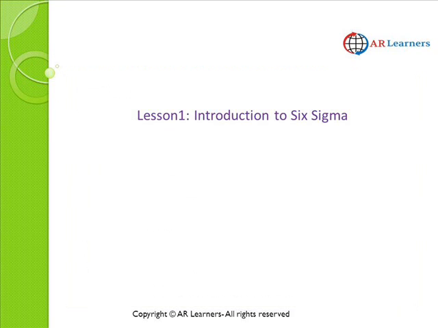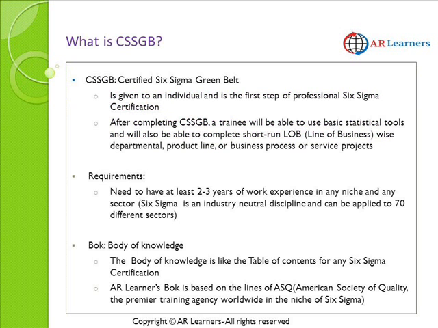Lesson 1. Introduction to Six Sigma. What is CSSGB? CSSGB, Certified Six Sigma Green Belt, is given to an individual and is the first step of professional Six Sigma certification. After completing CSSGB, the trainee will be able to use basic statistical tools and will also be able to complete short-run line of business-wise departmental, product line, or business process or service projects.